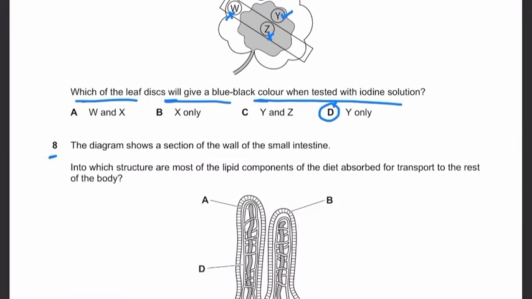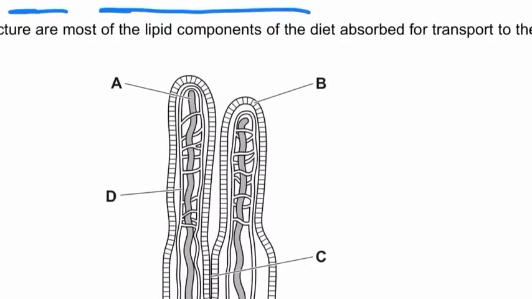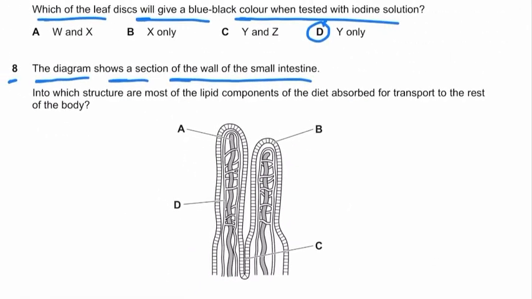Let's move on to MCQ number 8. The diagram shows a section of the wall of the small intestine. So guys, this is a section from the wall of the small intestine which shows villi. Into which structure are most of the lipid components of the diet absorbed for transport to the rest of the body?